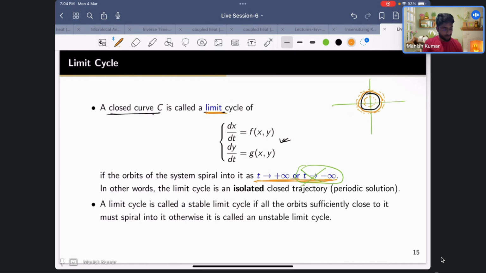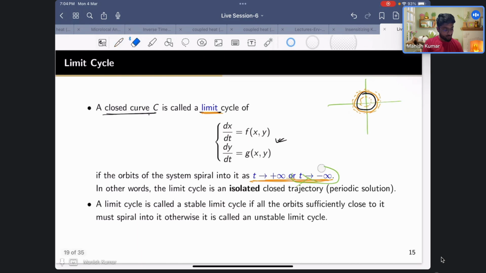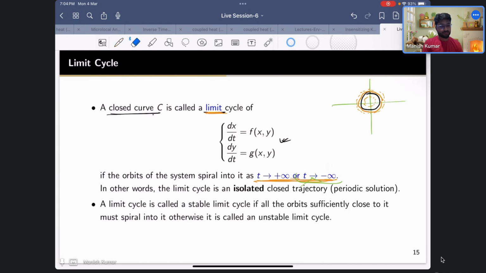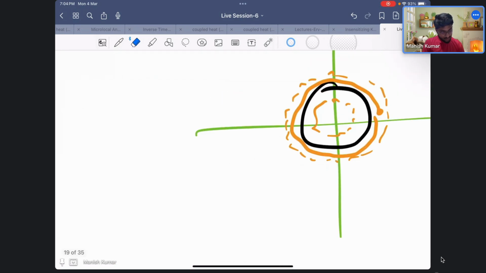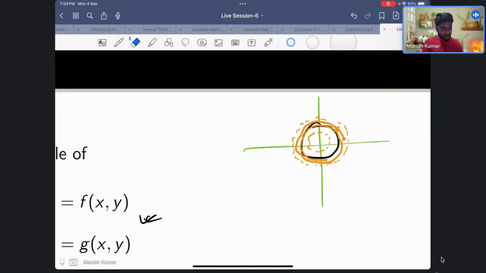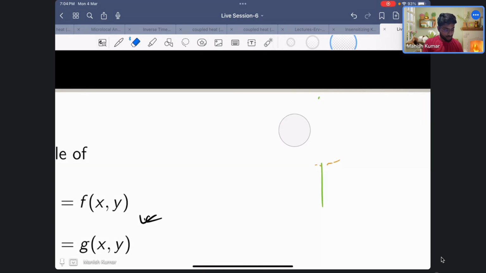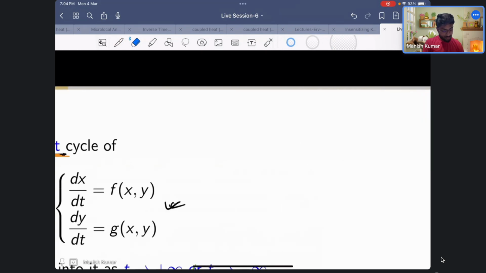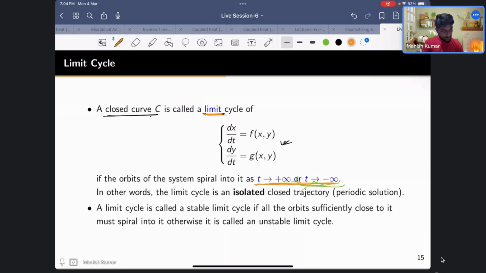And if this spiraling is going as t goes to minus infinity, then it is unstable. So if the arrow is like this, we say that it is stable. And if the arrow is reversed, so starting from here you are going away from this one, then it's called unstable, like the usual notion we have of stability and instability. So this is what it is about this limit cycle.